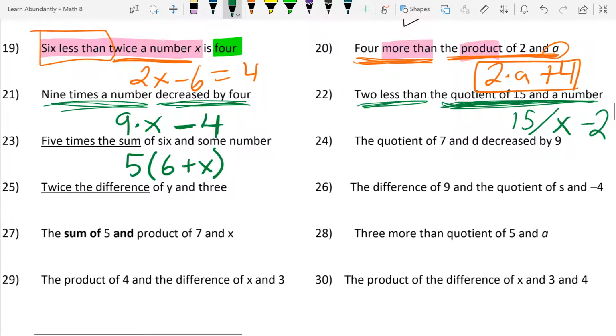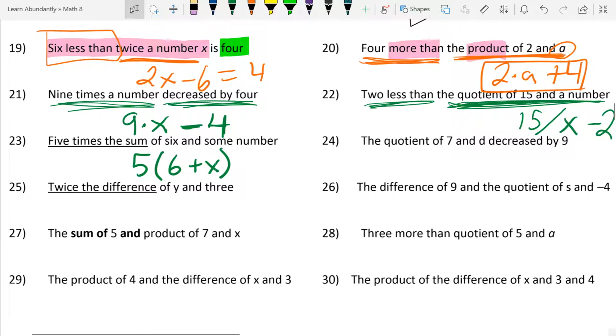Number 24, the quotient of 7 and D, decreased by 9. I'm going to do the first part. 7 divided by D, decreased, that's going to be subtract, by 9.